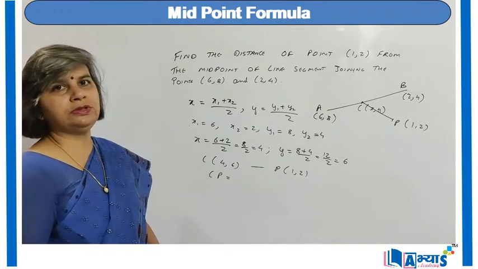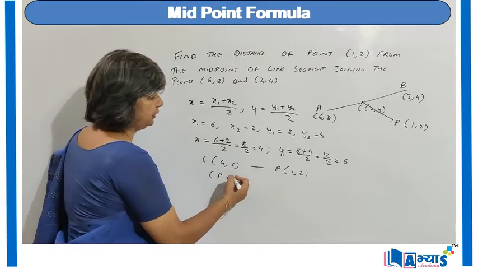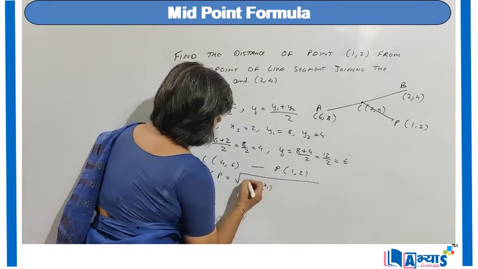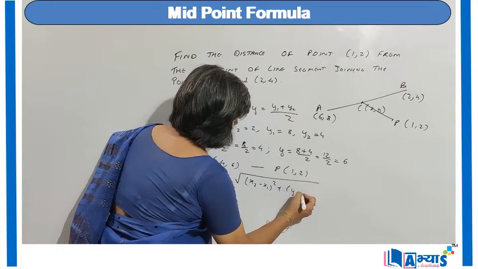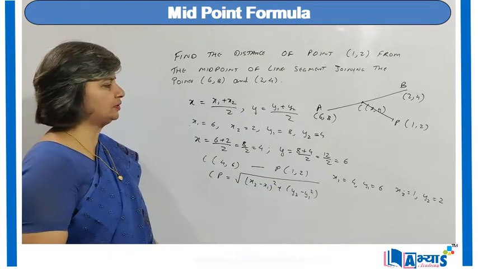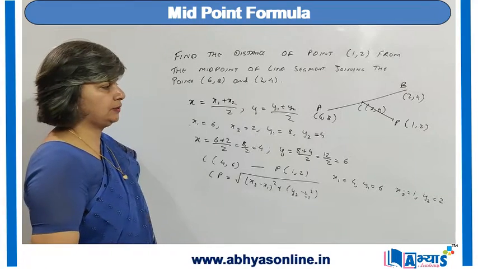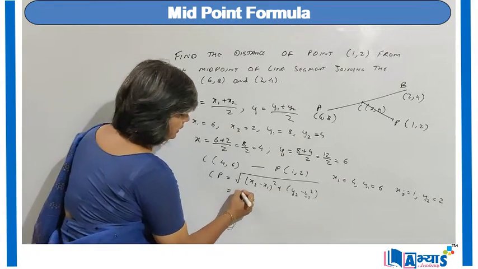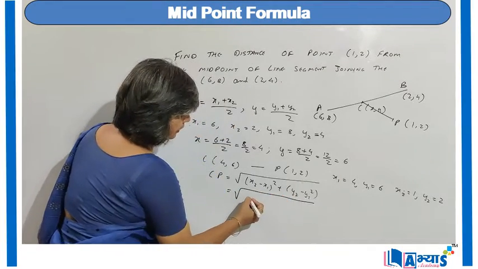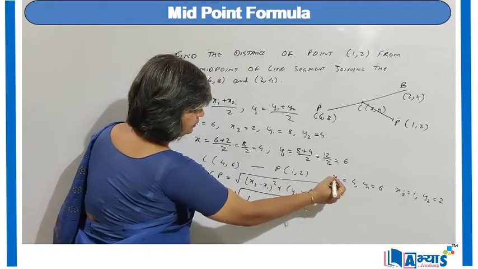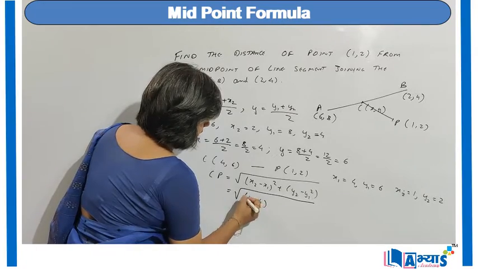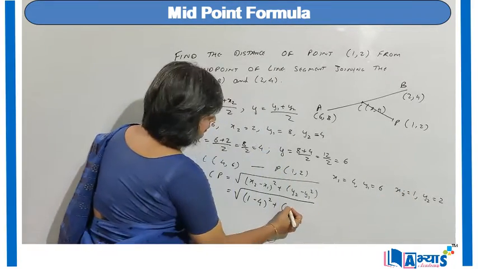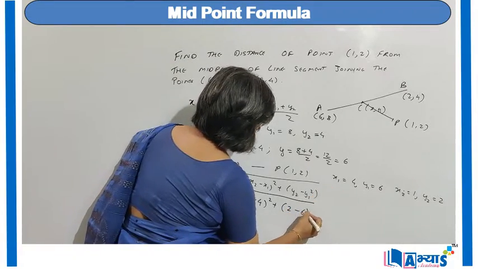So now we will use the distance formula. It is equal to the square root of x2 minus x1 whole square plus y2 minus y1 whole square. Now substituting the values of x1, y1, x2, y2 in the formula, x2 is equal to 1 and x1 is equal to 4, so 1 minus 4 whole square plus y2 is 2 and y1 is 6, 2 minus 6 whole square.